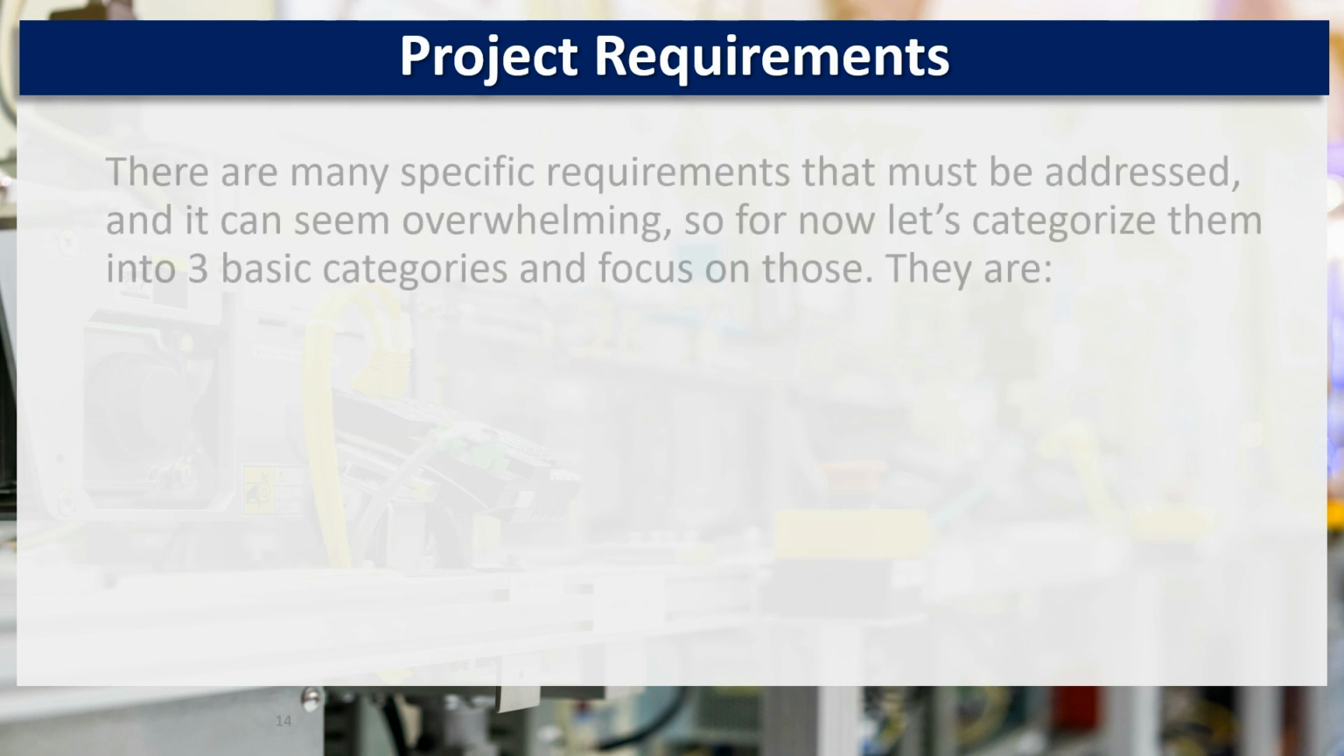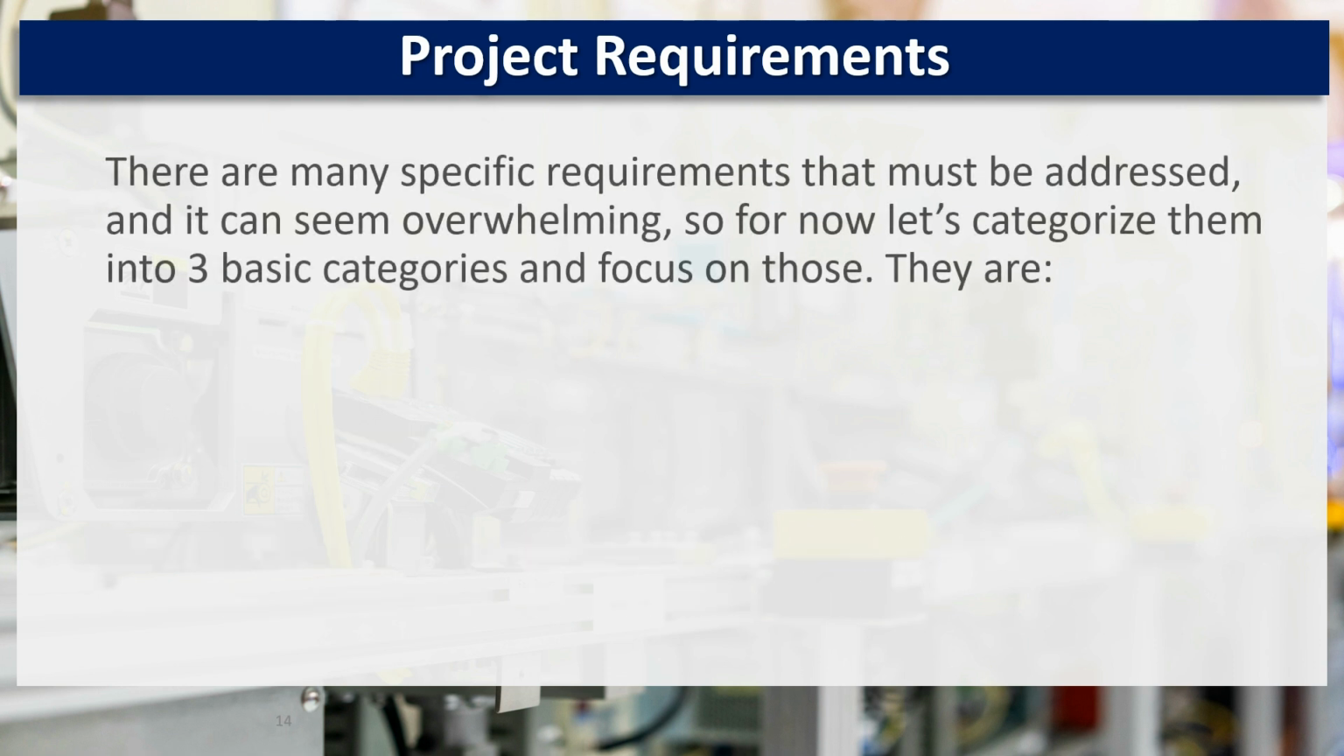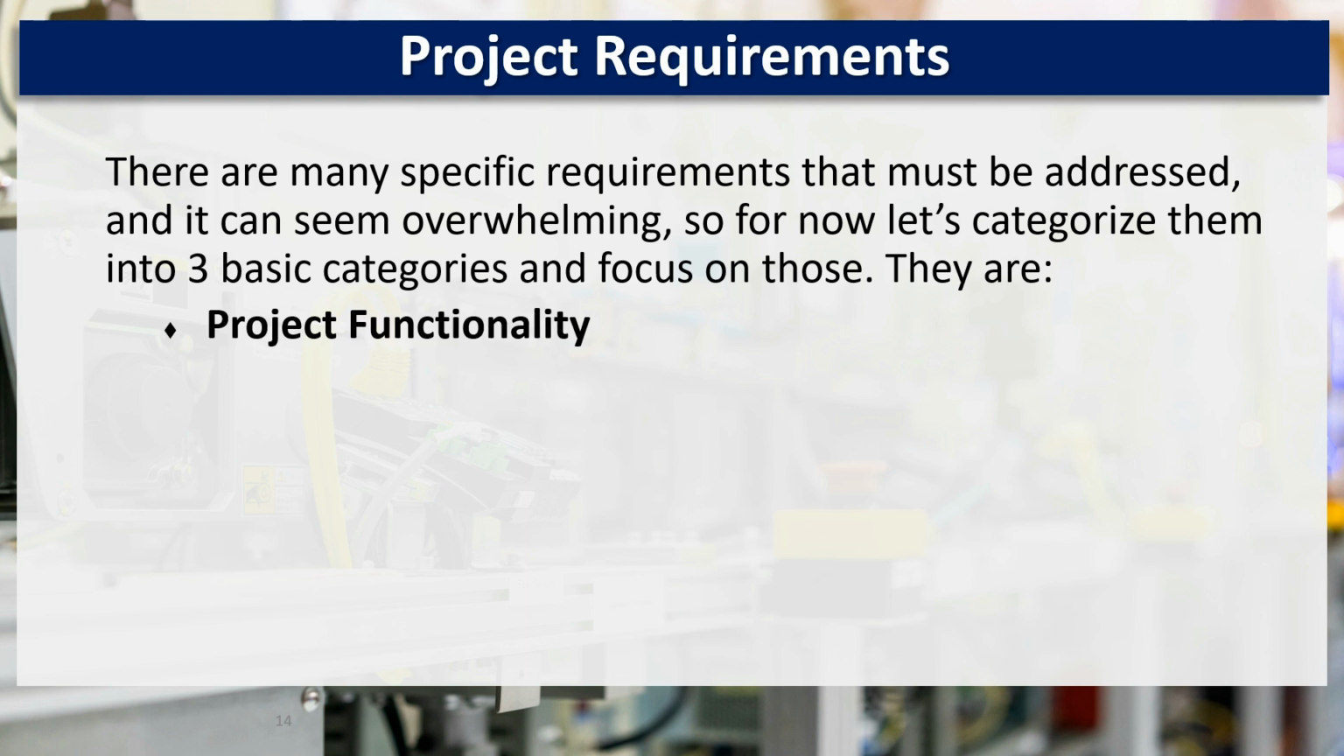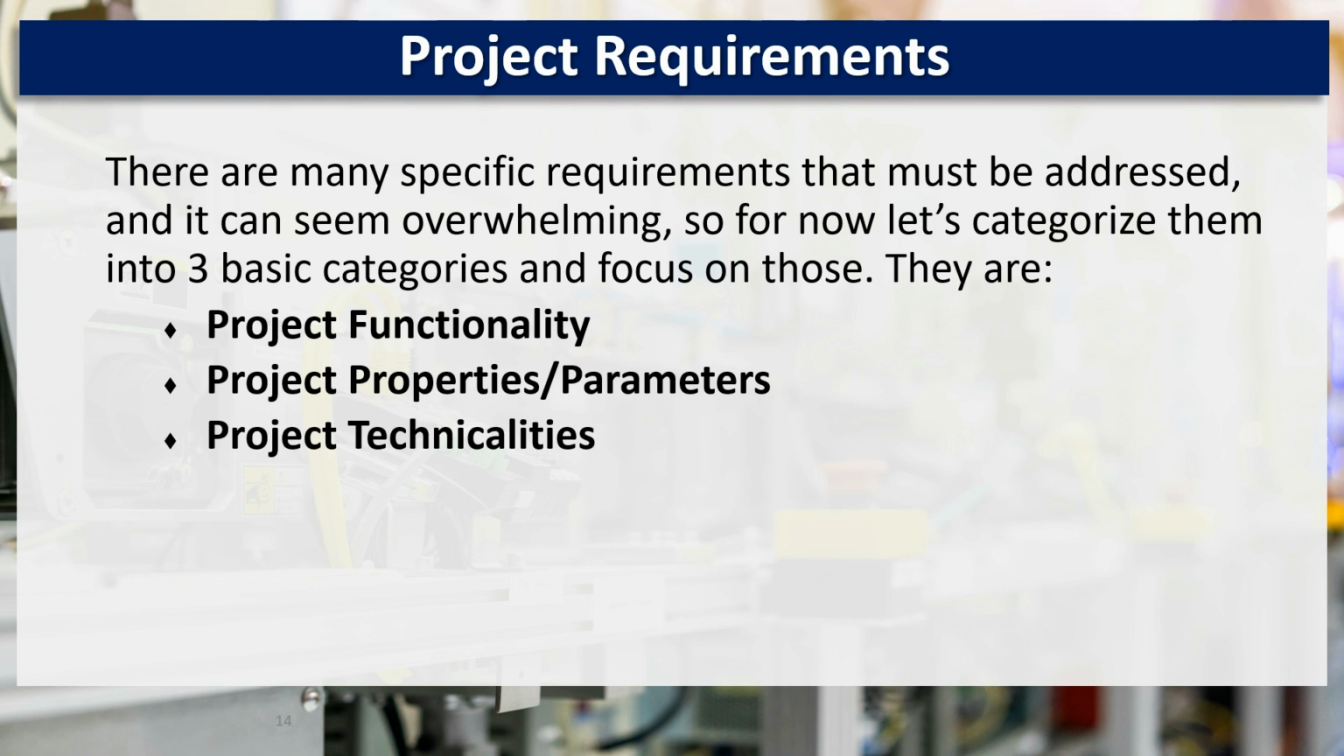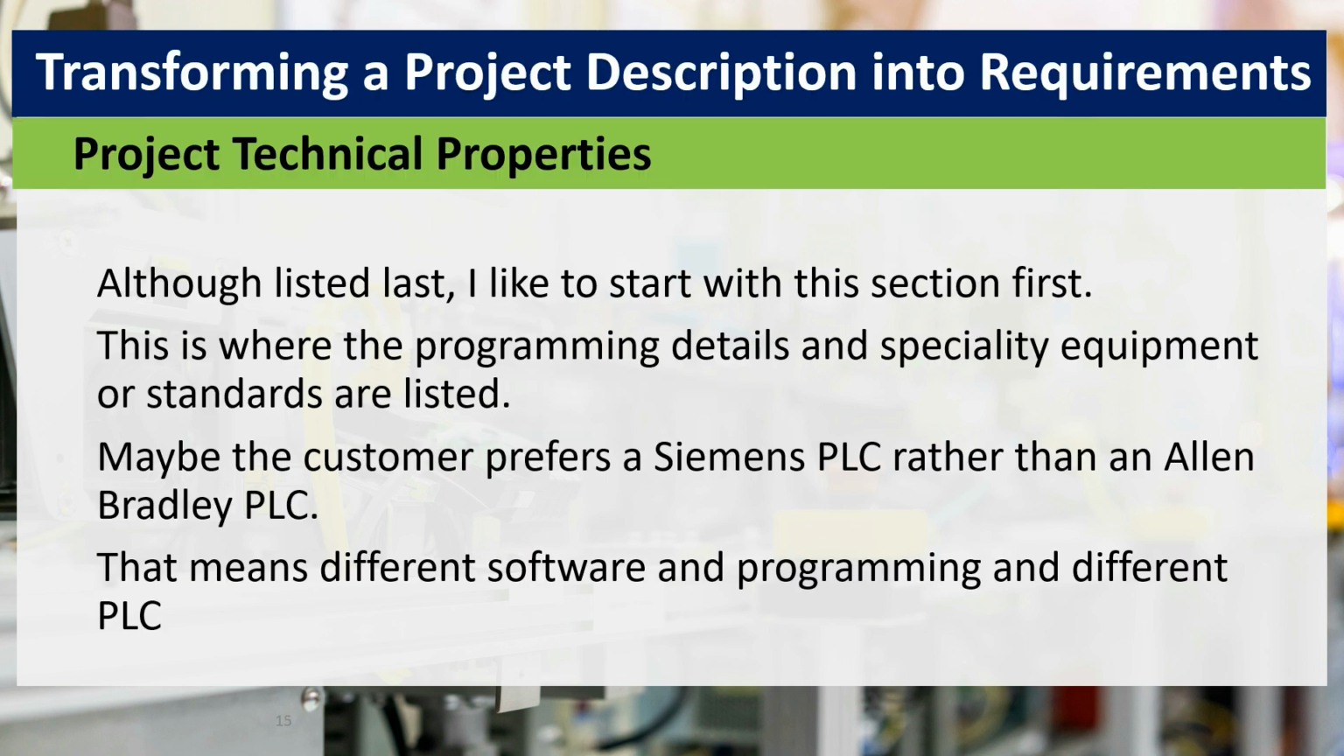There are many specific requirements that must be addressed, and it can seem overwhelming. So for now, let's categorize them into 3 basic categories and focus on those. They are project functionality, project properties and parameters, and project technicalities. Although listed last, I like to start with the project technical properties first.